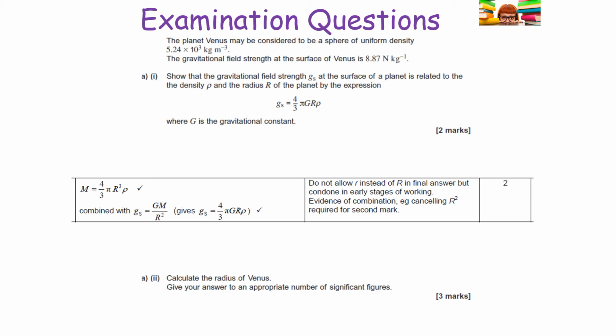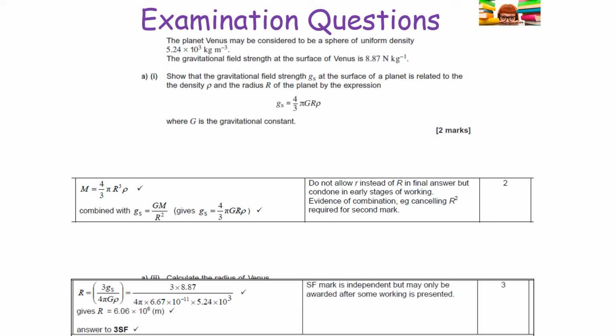Next one, how do you then calculate the radius of Venus? Well, you take this equation which you've just worked out, and you make r the subject. So r will be 3g over 4 pi big G rho. You can then work it all through because you've been given small g in the question, you've been given rho in the question, you know what big G is, you know what 4 pi and 3 are, so you can work it out to be 6.06 times 10 to the 6 meters, and you give it to 3 significant figures. Why is that? Well, in the question you got 4.24, 8.87. They are both 3 significant figures, so your answer is given to 3 significant figures.